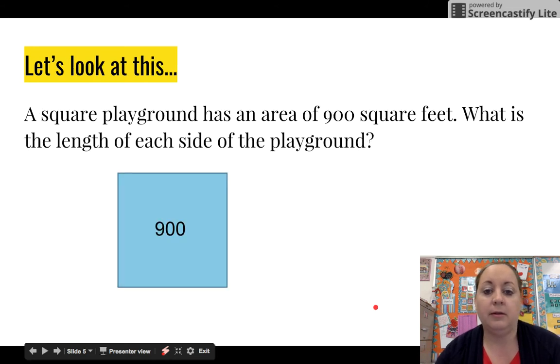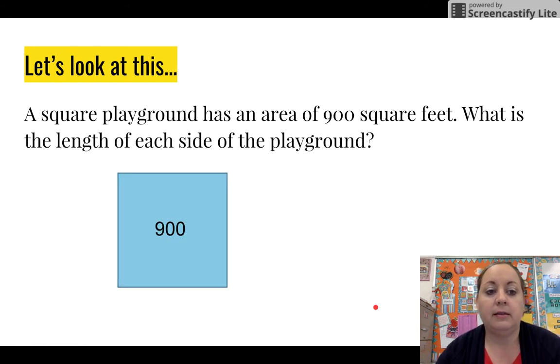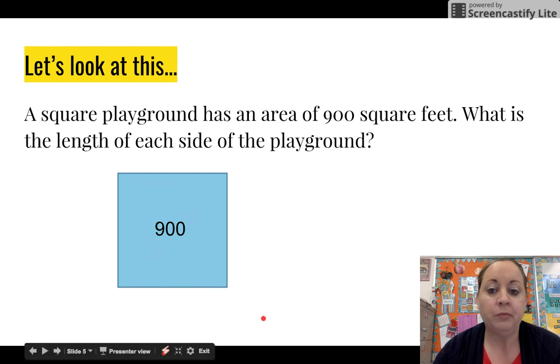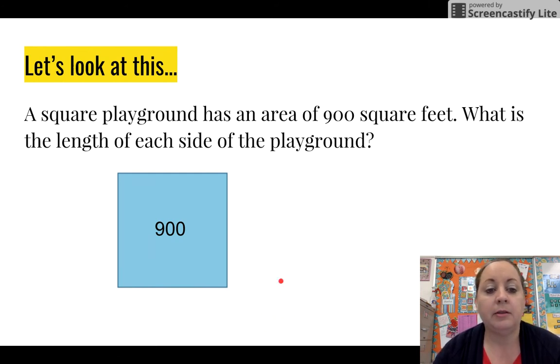Okay, let's look at another example. In this case, it says there's a square playground that has an area of 900 square feet. What is the length of each side of the playground? So I read the question, and I'm thinking about how a square has 4 sides. Now, they've only given me the area of the interior measurement of this square, but there are 4 sides, and I can find the lengths by thinking about what I know.